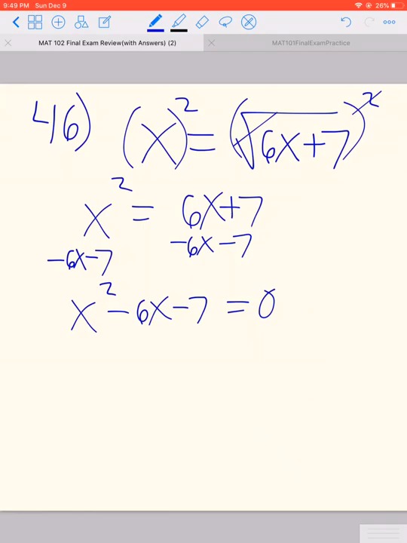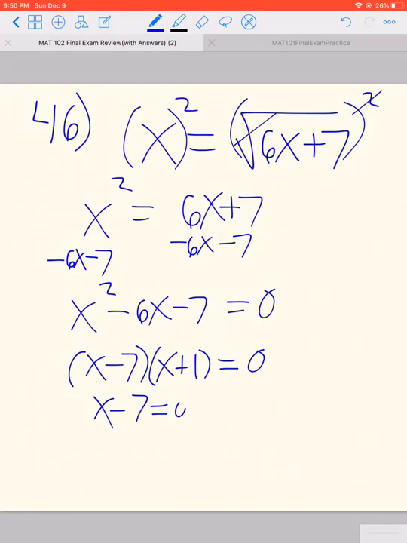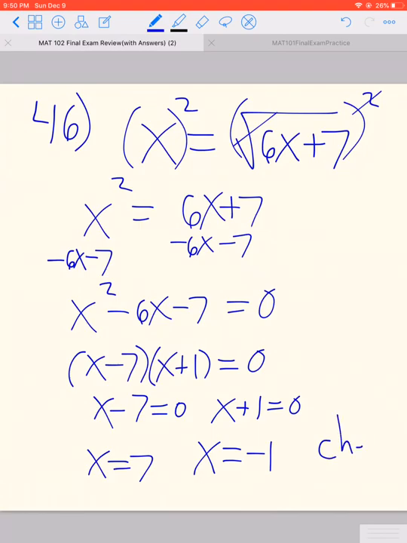It's a quadratic. This one will factor nicely. It factors as x minus 7 times x plus 1 equals 0. We set each factor equal to 0. And we get two proposed solutions. The first one's going to be x equals 7. The second one's going to be x equals negative 1.